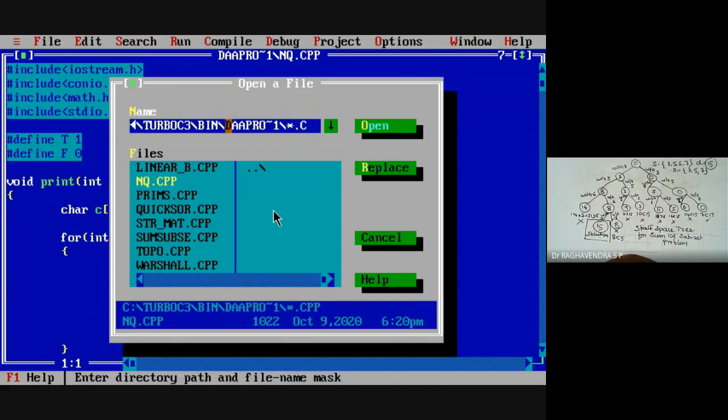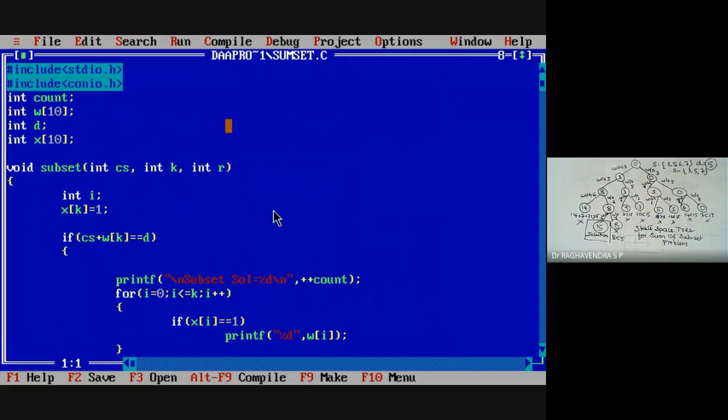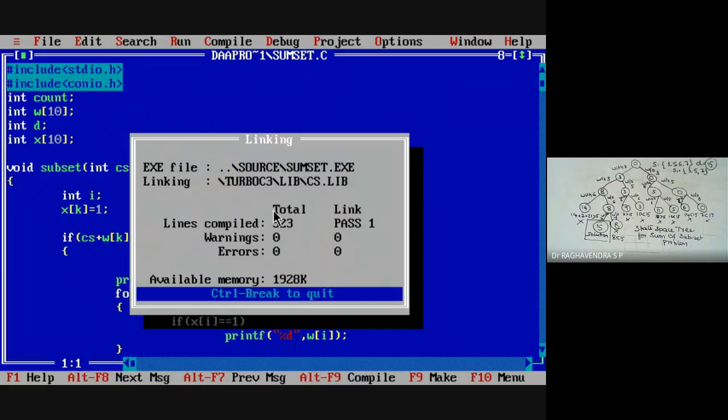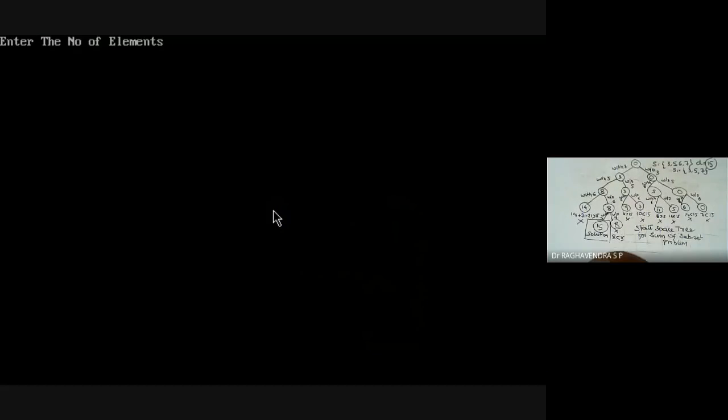So this is sum of subset. So I'm going to compile this and execute this. Enter the number of elements. I have taken two problems. First problem I have taken: how many elements? 1, 2, 5, 6, 8. Totally 5 elements. Enter the elements in ascending order.